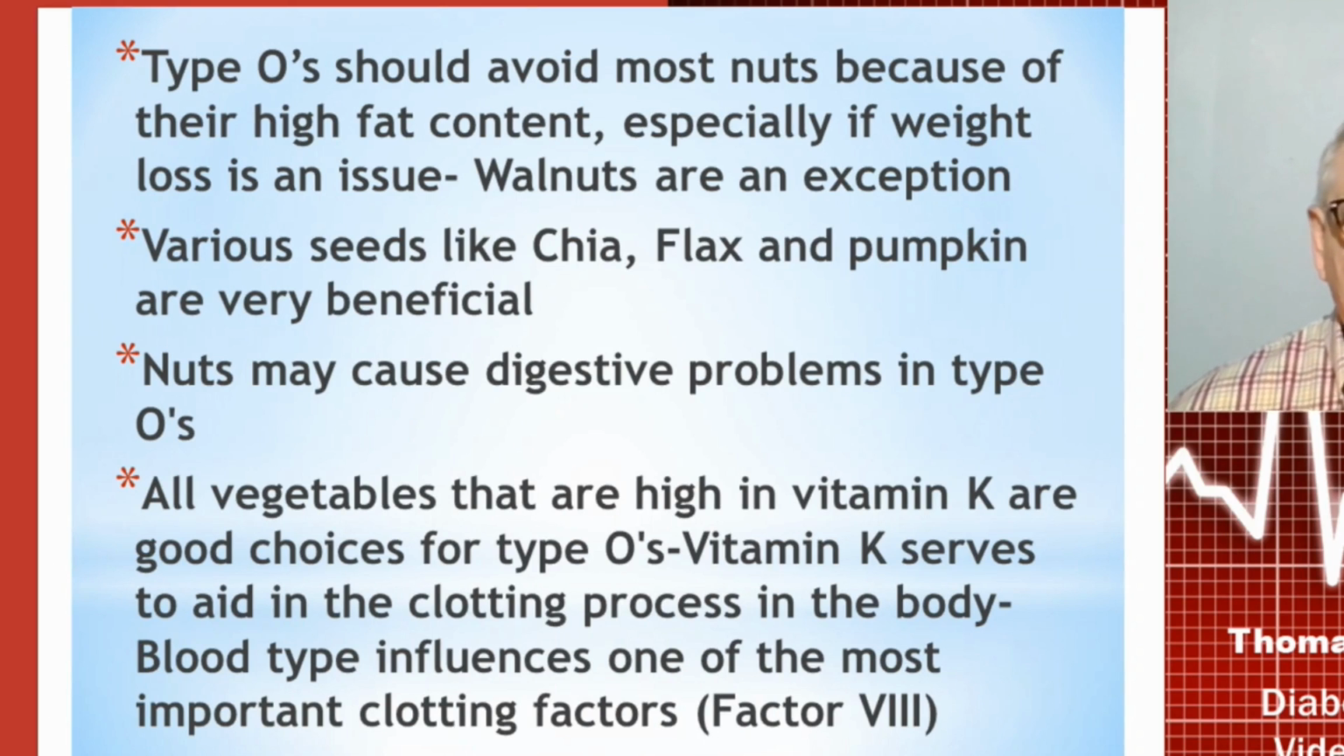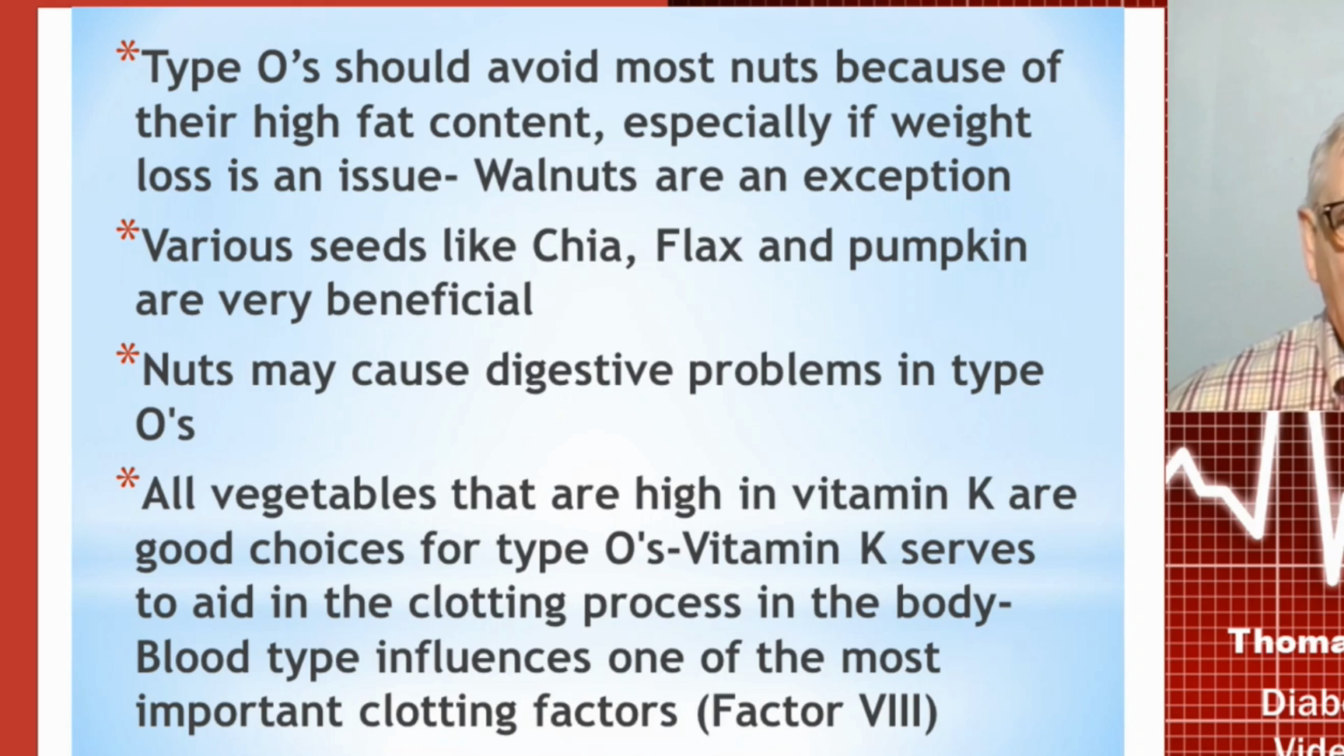Type O's should avoid most nuts because of their very high fat content, especially if weight loss is an issue. Walnuts are an exception. Various seeds like chia, flax, and pumpkin are very beneficial. Chia will give you all 8 of the essential amino acids that you need to get from your diet because your body can't produce them, but most certainly does need them. Nuts may cause digestive issues in type O's, not all, but many.